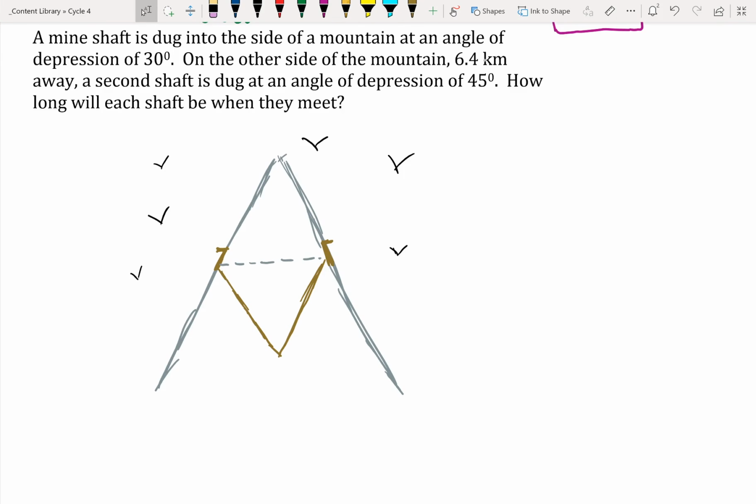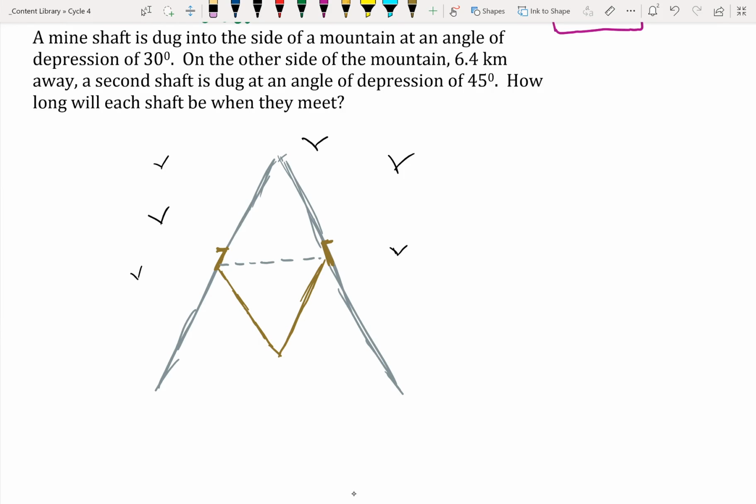So in this question here, we have a mine shaft that is dug into the side of a mountain at an angle of depression of 30 degrees. On the other side of the mountain, 6.4 kilometers away, a second shaft is dug at an angle of depression of 45 degrees. How long will each shaft be when they meet?